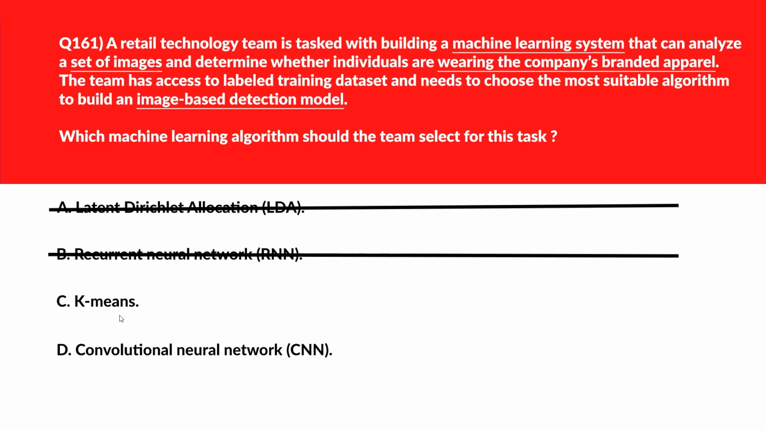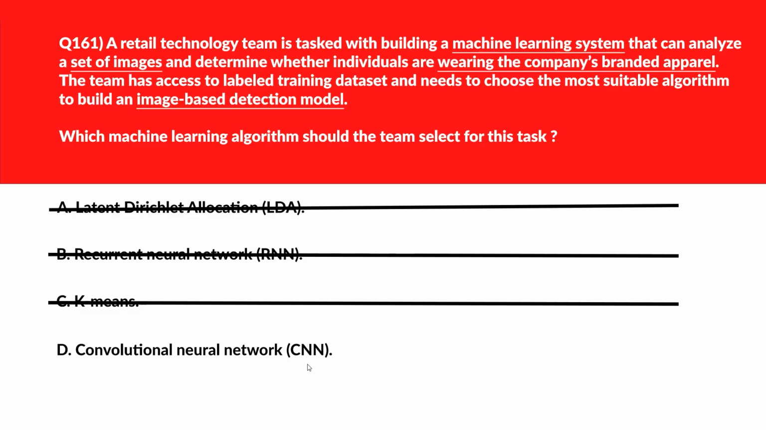C says K-means performs unsupervised clustering and lacks the capability to learn brand specific visual features. What we need is detecting people wearing the company's branded apparel, right? So this is out. We are left with option D, that is convolutional neural network, CNN.